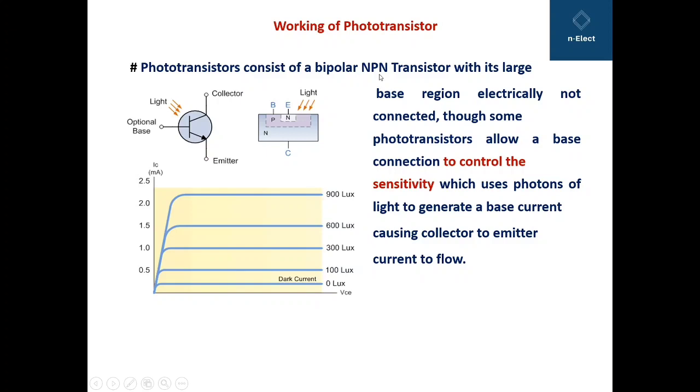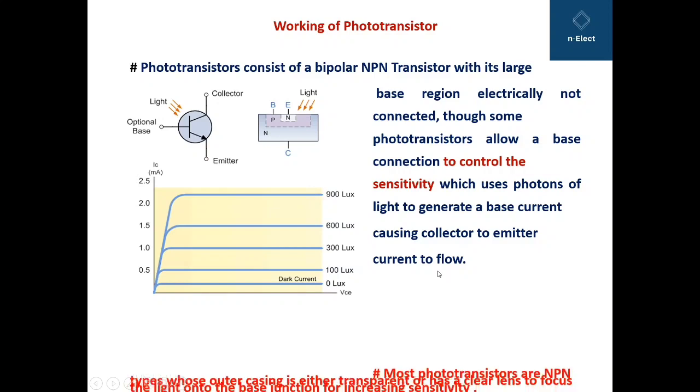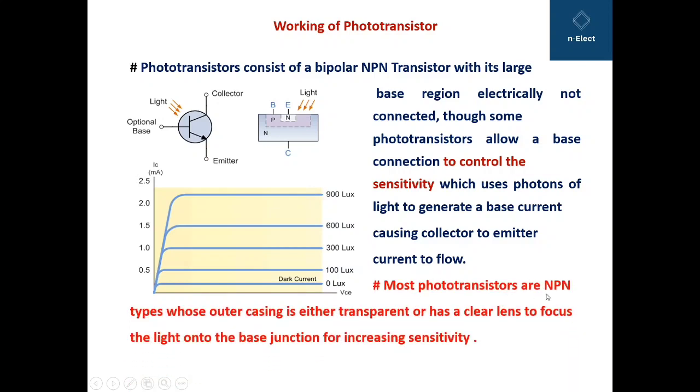Phototransistors consist of bipolar NPN transistors with a large base region electrically not connected, or you can say remaining open, though some phototransistors allow a base connection to control the sensitivity, which uses photons of light to generate a base current, causing collector to emitter current flow. Most phototransistors are NPN type, whose outer casing is either transparent so that the light can be incident on it, or has a clear lens so that the light is focused onto the base junction for increasing the sensitivity.